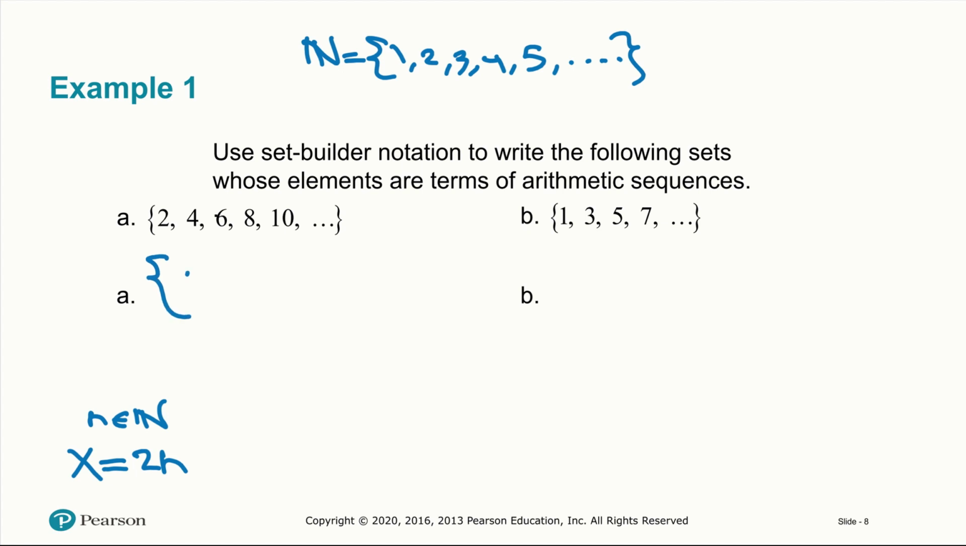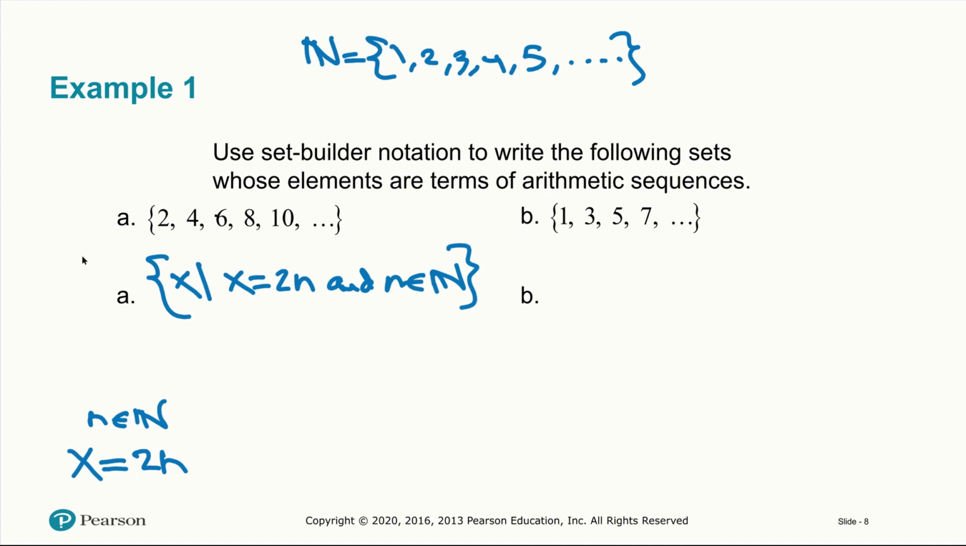So it's going to be all x such that x equals 2n, and in this case, we have to specify what n stands for. n belongs to N. That means n is any natural number. So there is a description for the set of even natural numbers.